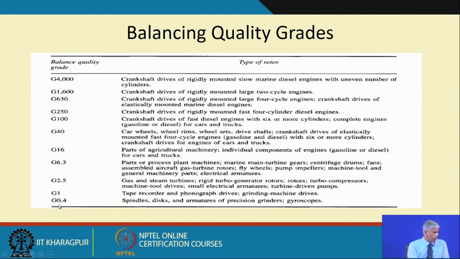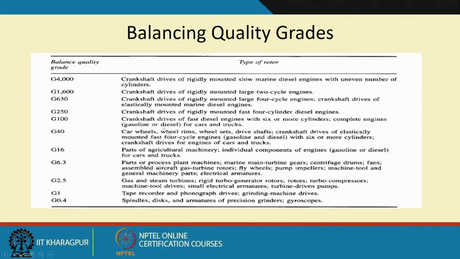If you look at here, G0.4: spindles, discs and armatures of precision grinders and gyroscopes; G1 for tape recorders; G2.5 for gas and steam turbines. Gas and steam turbines, usually steam turbines around 5,000 rpm, gas turbines around 30,000 rpm, as opposed to G4000, a slowly moving marine diesel engine, which could be maybe 500 rpm. So, you can see once the speed increases, your balancing grade has to improve.